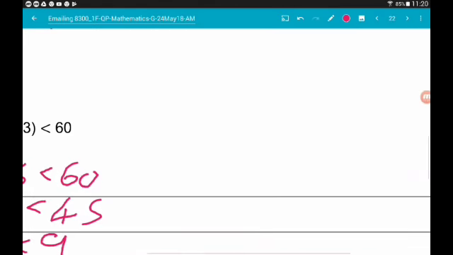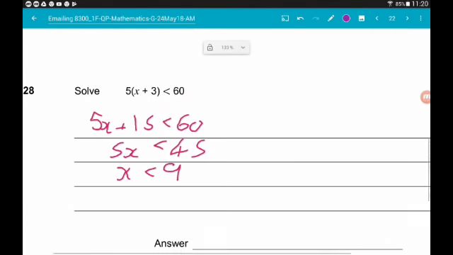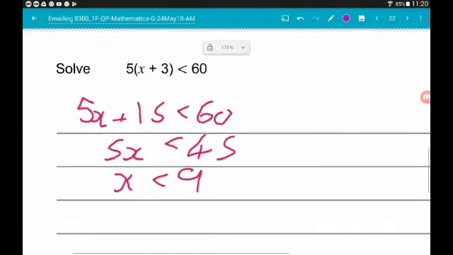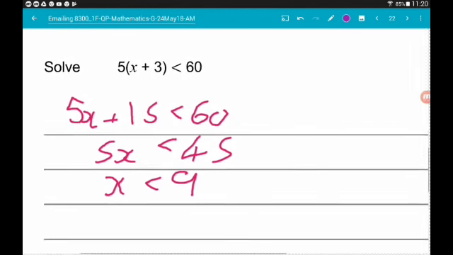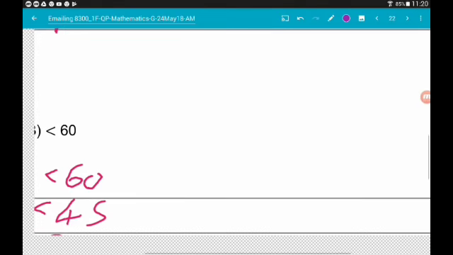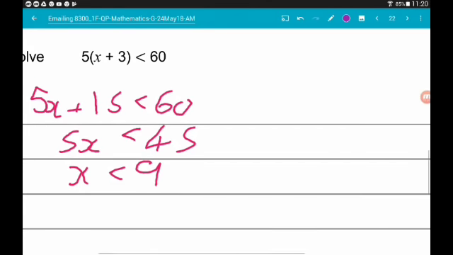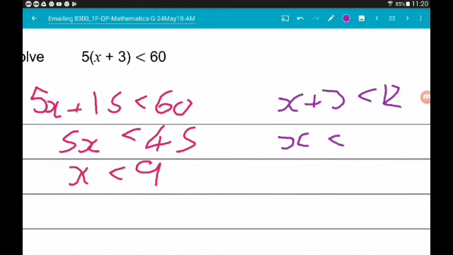We actually don't need to expand the brackets. That 5 is multiplying the brackets, so we could divide it away from the start. So that's going to give us x plus 3 is less than 12, and then take away the 3, we get x, again, is less than 9. Either one of those methods are absolutely fine.